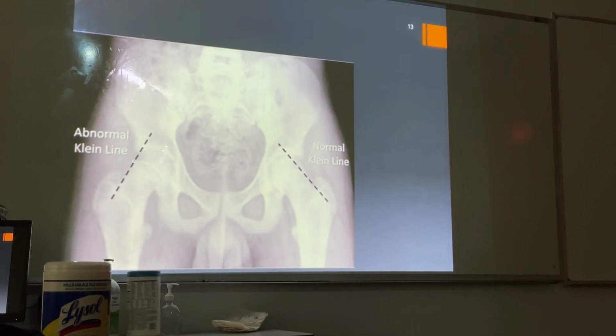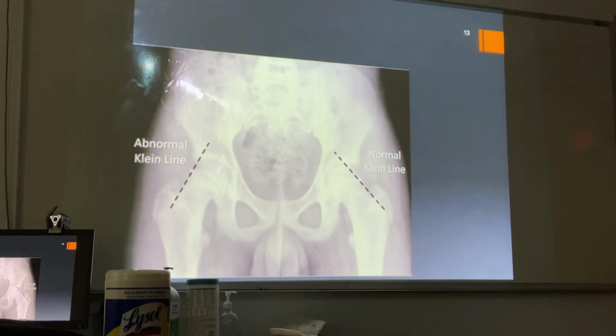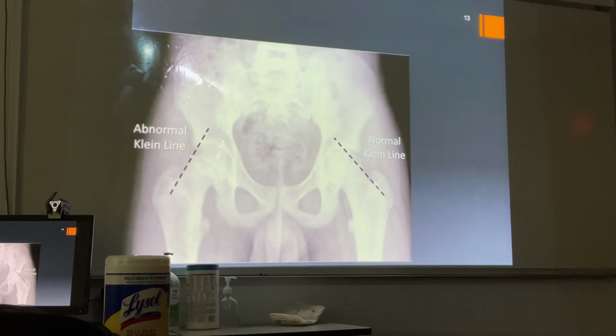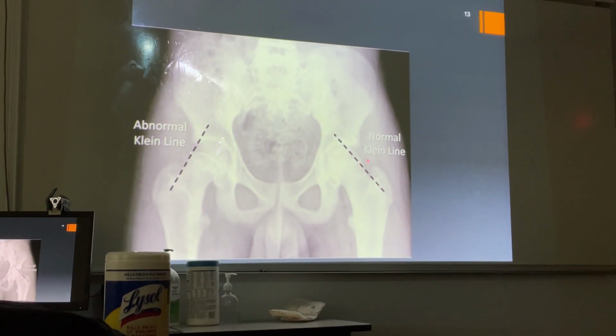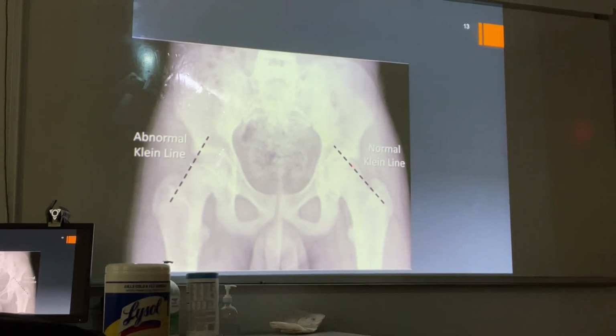Okay, so a few minutes ago we talked about slipped capital femoral epiphysis. This is how you detect that. So the normal relationship is when you draw a line along the lateral aspect of the femoral neck, there's a little bit of a D-shaped radiodensity adjacent to it. Everybody see it where the laser pointer is?